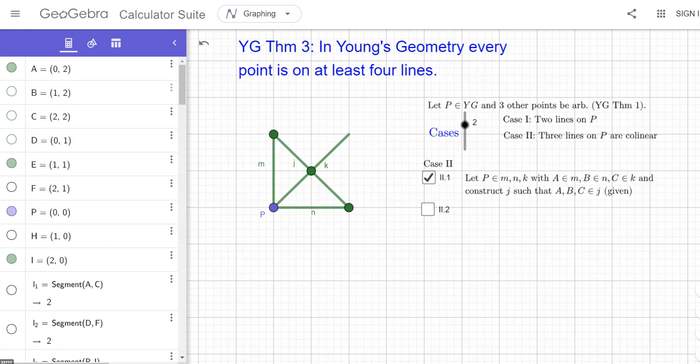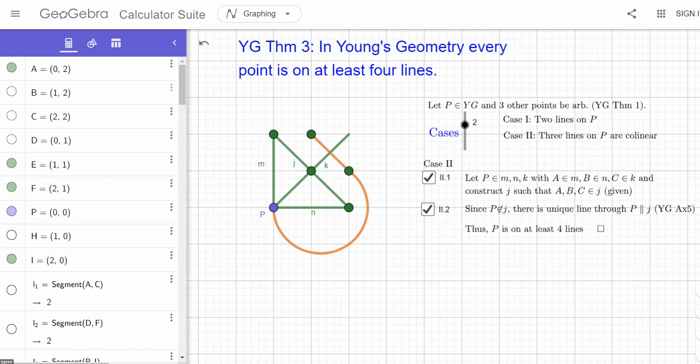And then since P isn't on the line J, we have this axiom 5. What does axiom 5 say? Well, axiom 5 says through a line and a point not on that line, there exists a unique line parallel to J that goes through P. And that's the orange one, right? The orange one is parallel to J, and it goes through P. So we know that's there because of axiom 5, and that's our 4th line, right? We had 3 lines already when we started.